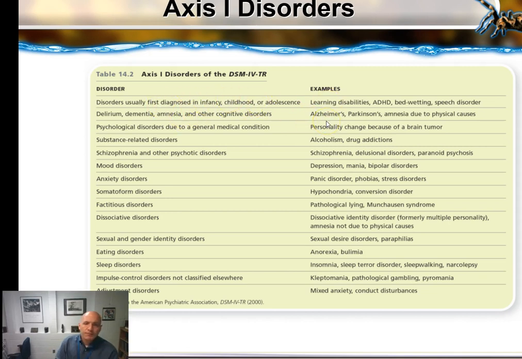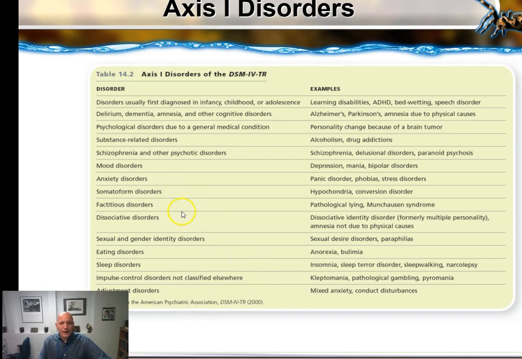So you go from disorders diagnosed in childhood to disorders that are diagnosed in latter adulthood usually. So you probably know kids with learning disabilities, and you probably know adults with Alzheimer's. You may not have met someone with a psychological disorder due to a general medical condition, such as a personality change because of a brain tumor. Chances are you know someone that has a substance-related disorder, such as alcoholism or drug addiction. You probably know someone with schizophrenia, or you know of it. Now, schizophrenia actually happens a lot less in our society than alcoholism or drug use. We look at mood disorders and anxiety disorders, as well as somatoform and fictitious disorders.